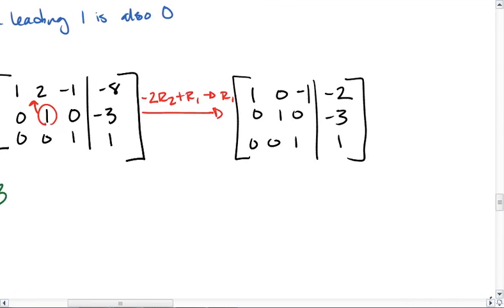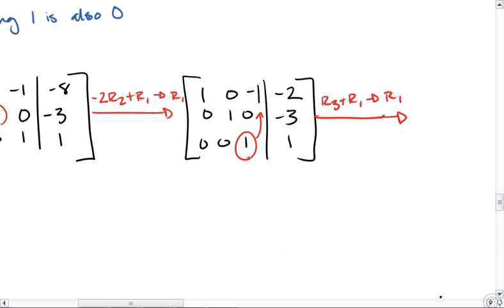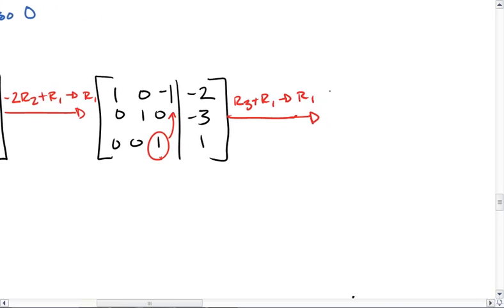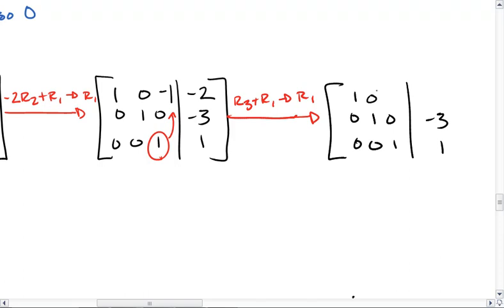And we have one more move to make. We need to use this one to eliminate that one above it. So I'm going to take row 3 plus row 1, and that becomes my new row 1. So row 3 stays the same, row 2 stays the same. But now I'm going to do 1 plus 0 is just 1, 0 plus 0 is 0, negative 1 plus 1 is 0, negative 2 plus 1 is negative 1.